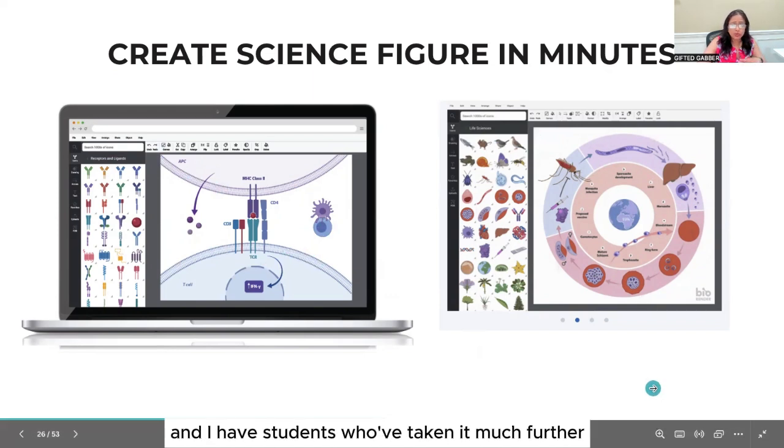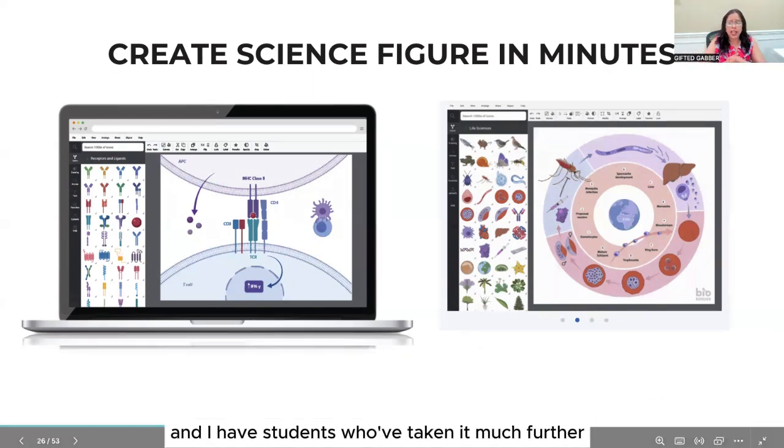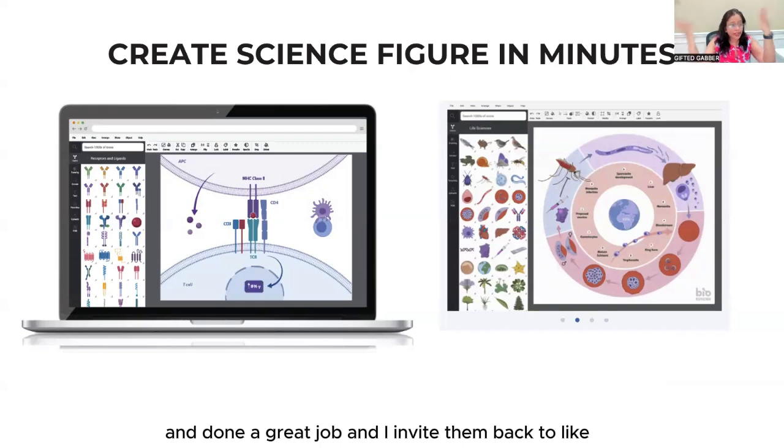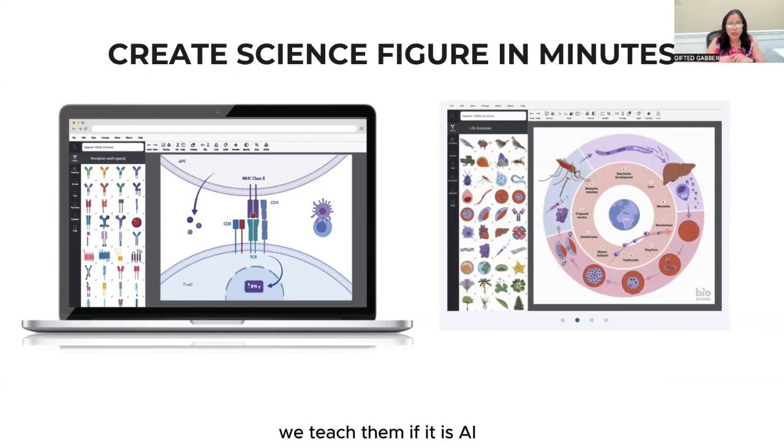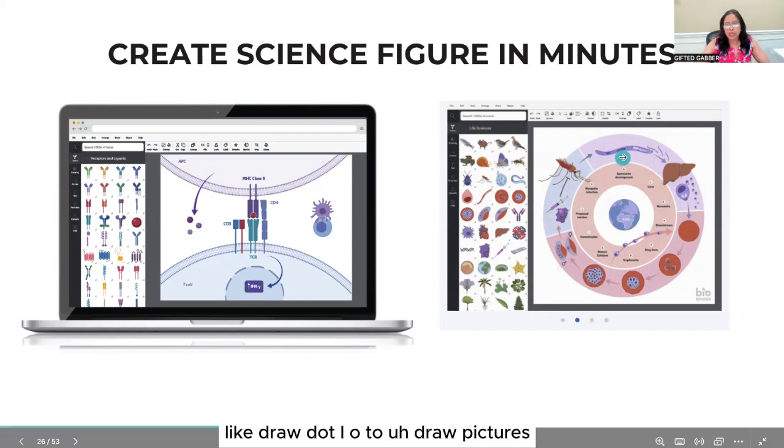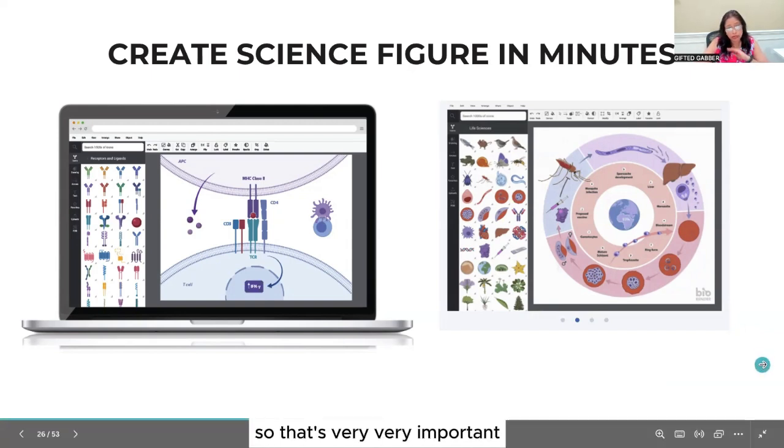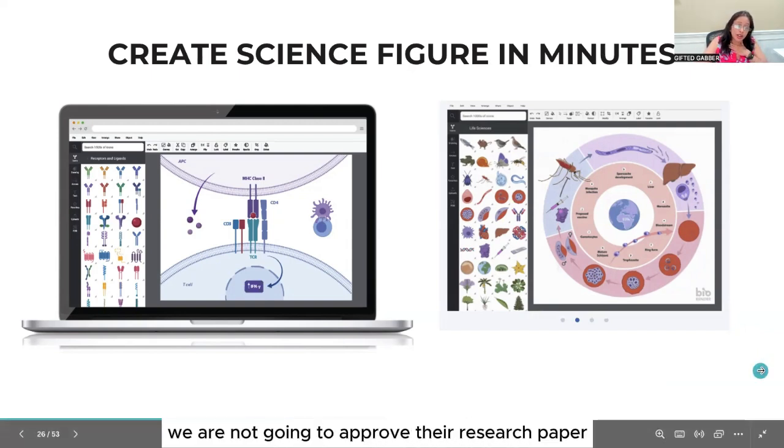Okay, and I have students who've taken it much further and done a great job, and I invite them back. Our creative writers know how to use BioRender. We teach them. If it is AI, then we use draw.io because BioRender is for biology. For business also, we use draw.io, okay? And for nano and other things, we use draw.io to draw pictures. So that's very, very important. Without 10 pictures, we are not going to approve their research paper, okay?